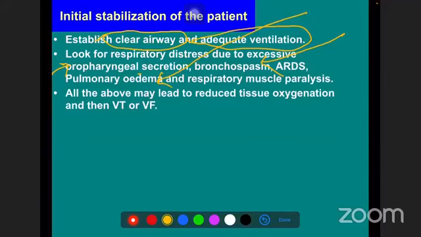And if the patient has got bradycardia or tachycardia or ventricular fibrillation, in that case, the patient should be given a specific rescue therapy for ventricular tachycardia as well as the ventricular fibrillation. These are the initial stabilization of the patient.